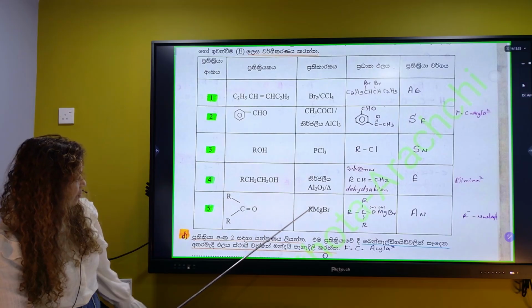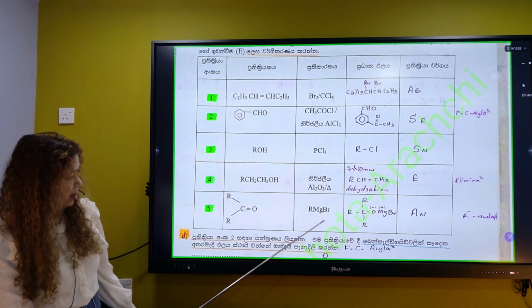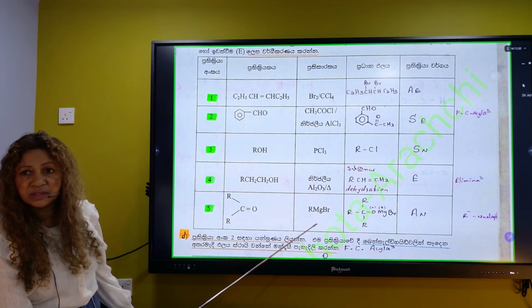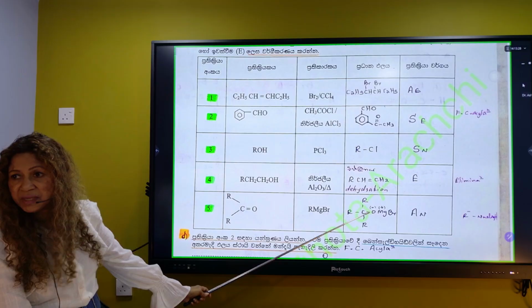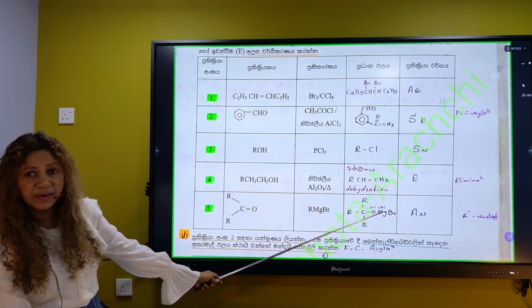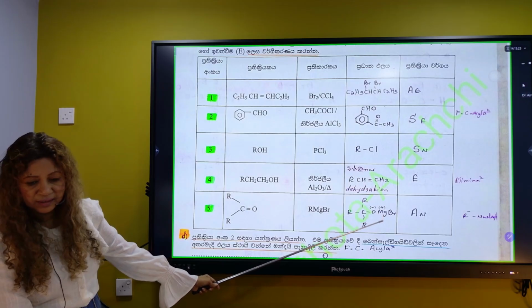Nucleophilic addition. See, they were not adding acid or water, so you can stop from here. Remember that. If you have written OH here, no marks. Make sure.